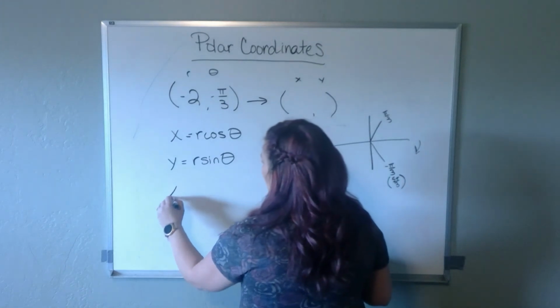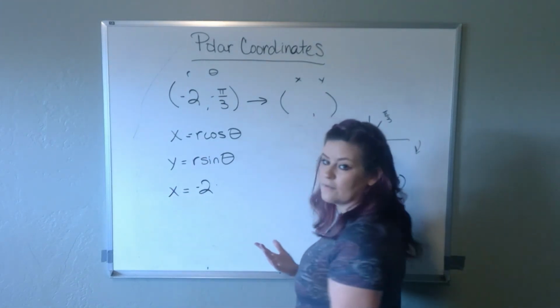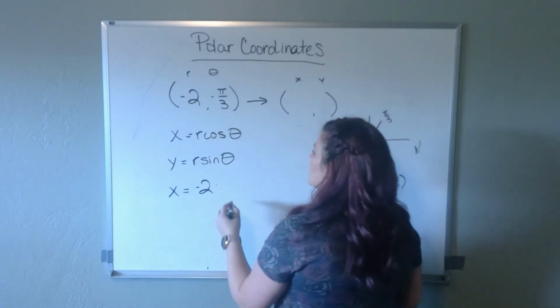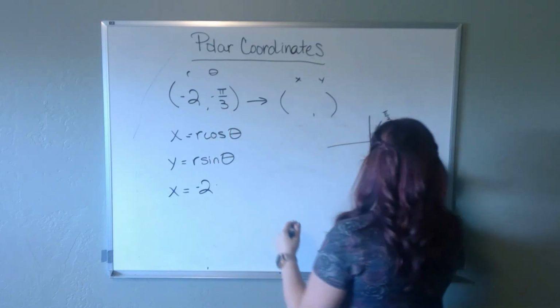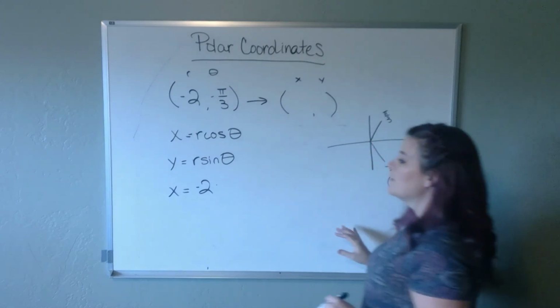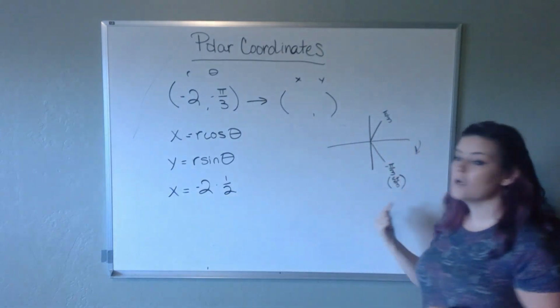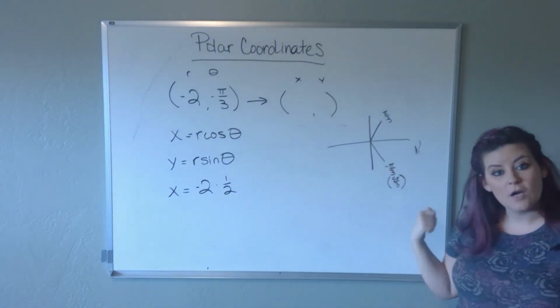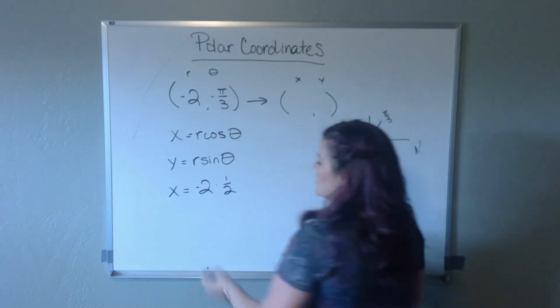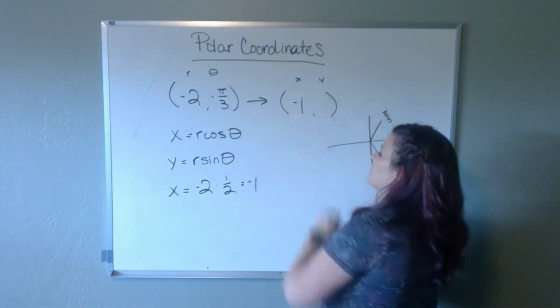Okay, so let's find r cosine theta. Well, r is easy. It's -2 because it's right there. The cosine of negative pi/3, or the cosine of 5 pi/3, you guys, that's 1/2, and it is positive because in the fourth quadrant, cosine or your x values are positive. So you have -2 times 1/2, and you get -1 for x.